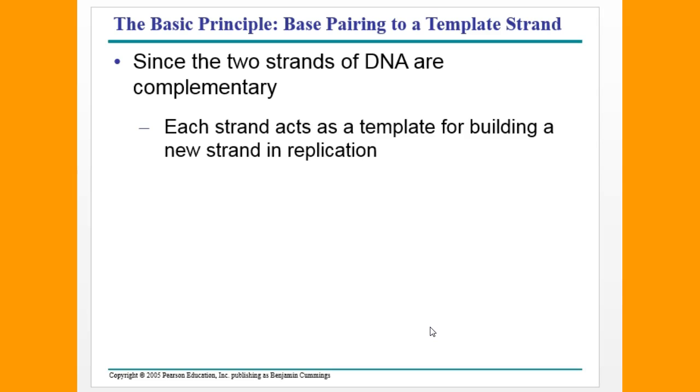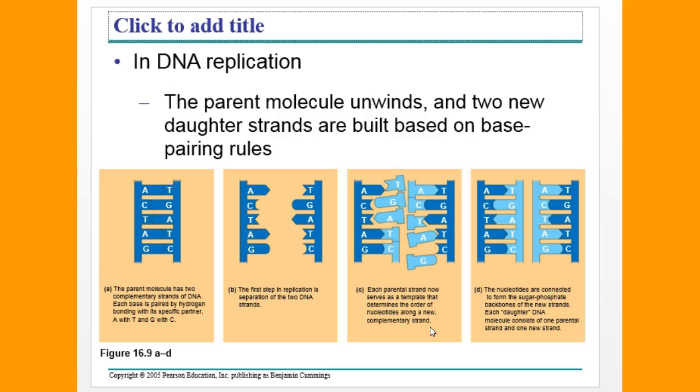Alright, since the two strands of the DNA are complementary, each strand acts as a template for building a new strand in replication. Okay, in DNA replication, the parent molecule unwinds and 2 new daughter strands are built based on base pairing rules. So here's showing your parent strand. It unwinds and separates. Here, your base pairing rules, a new strand is created. It comes in and fills those gaps, and you end up with 2 new strands. Okay? Remember, just follow for DNA A to T, G to C.